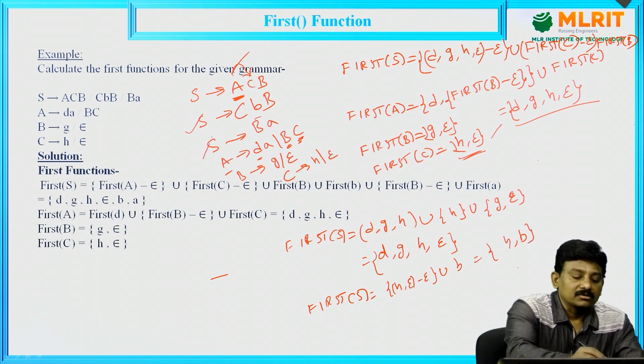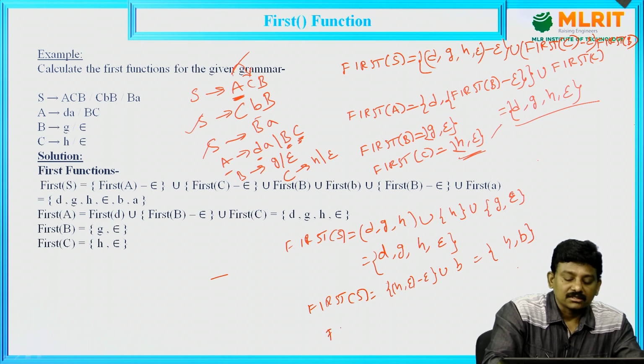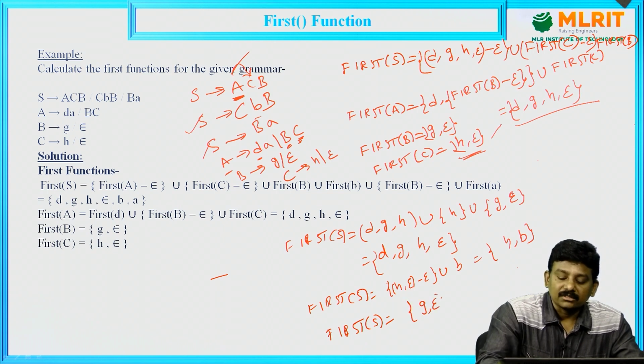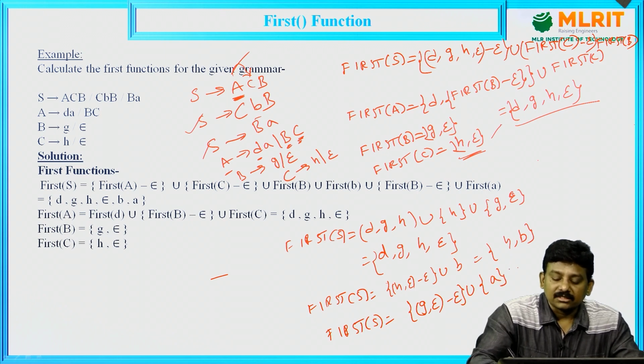Then another rule, an S rule. S derives B A. First of S is first of B. First of B is {G, epsilon}. Exclude epsilon, take the union with first of A. A is a terminal, so that is A itself. The answer is {G, A}.